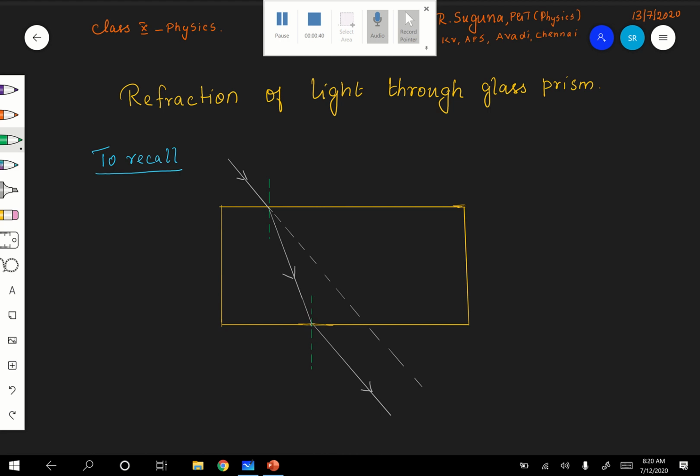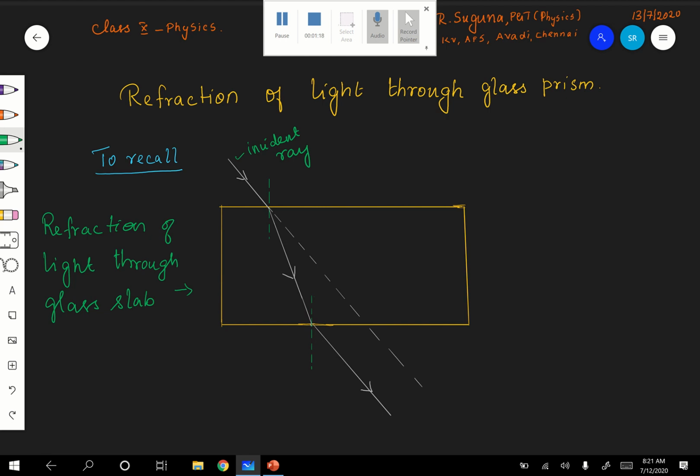That is refraction of light through a glass slab. Okay, refraction of light through a glass slab. Here it is the incident light. So this is the glass slab, and here it is the incident ray.